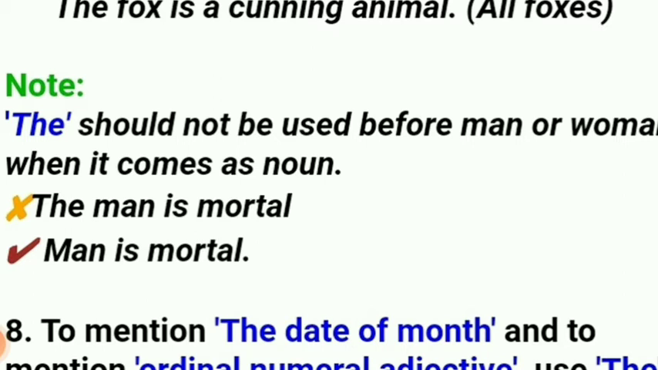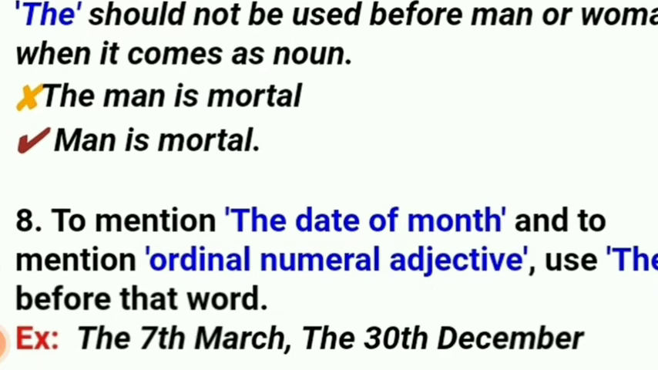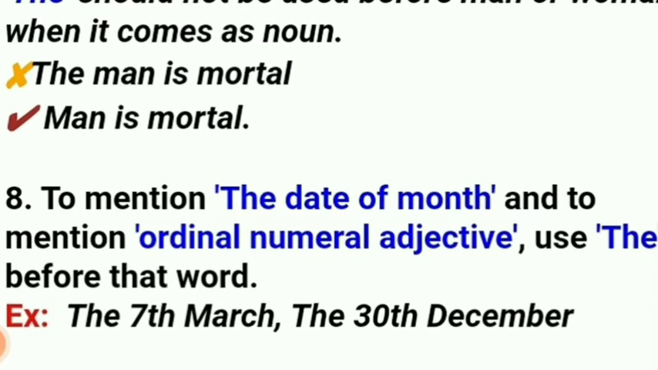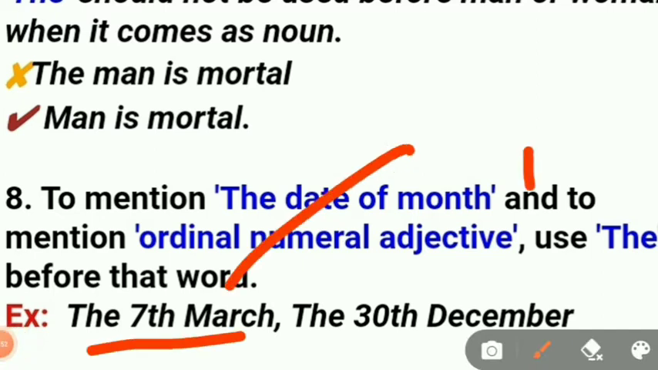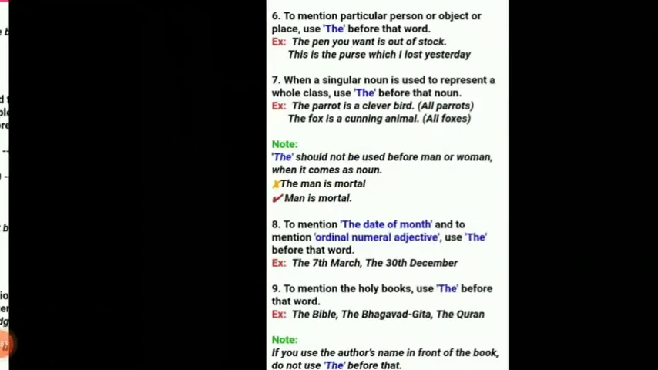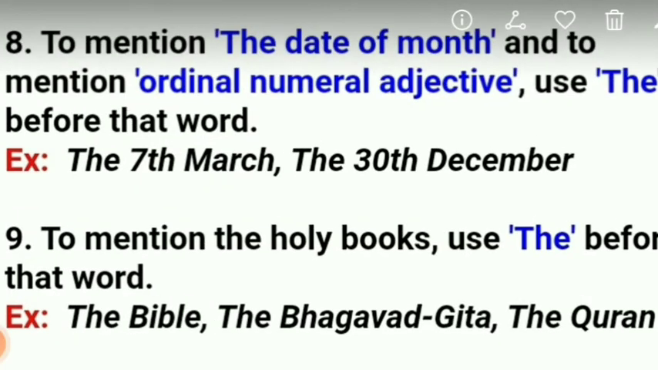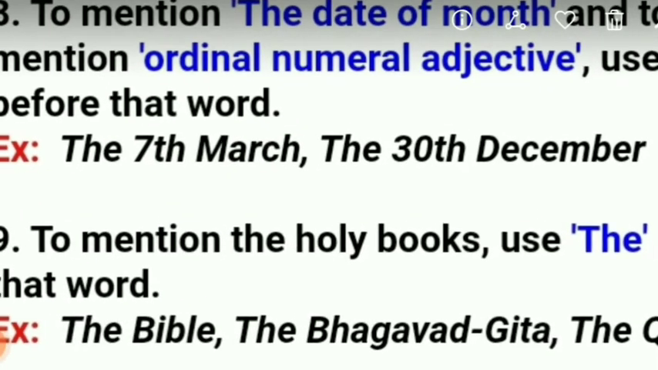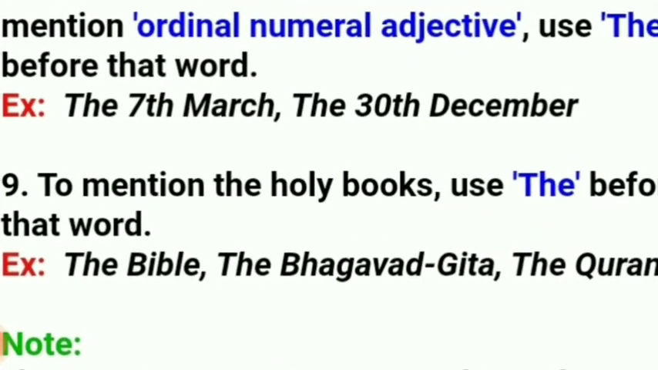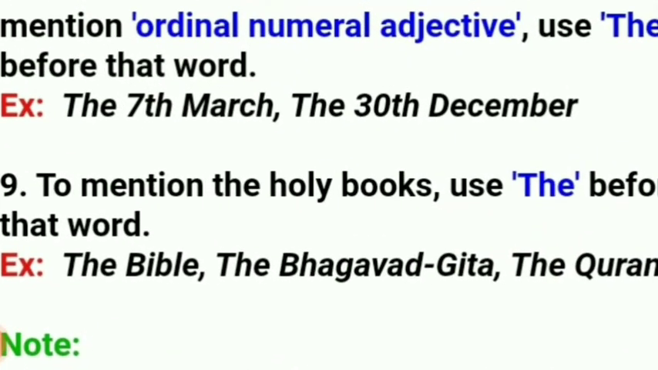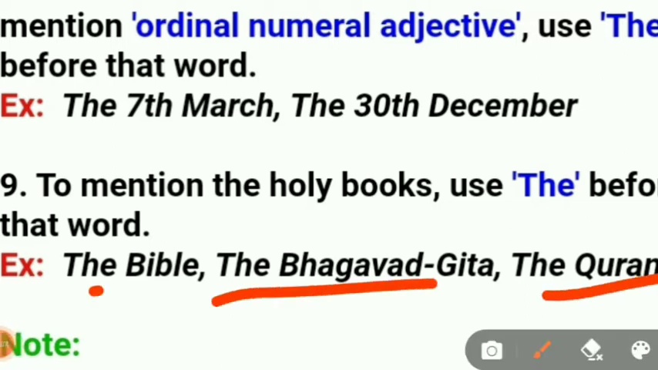To mention the date of the month, and to mention ordinal numeral adjectives, use the before the next word. For example, the 7th of March, the 13th of December. To mention holy books, use the before them: the Bible, the Bhagavad Gita, the Quran. These are holy books, so we use the before them.